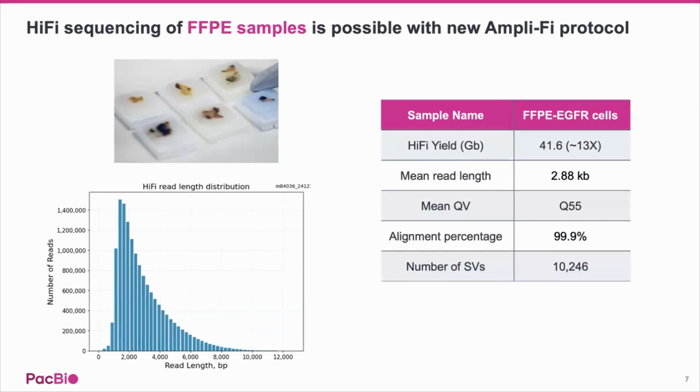While we are not getting long 15 kb reads as we would with regular high molecular weight DNA from a fresh frozen sample, this is still better than using short-read technologies. In this use case, we demonstrate that on FFPE samples with Amplify, we get a mean read length of almost 3 kb with a tail out to 8 to 10 kilobases.